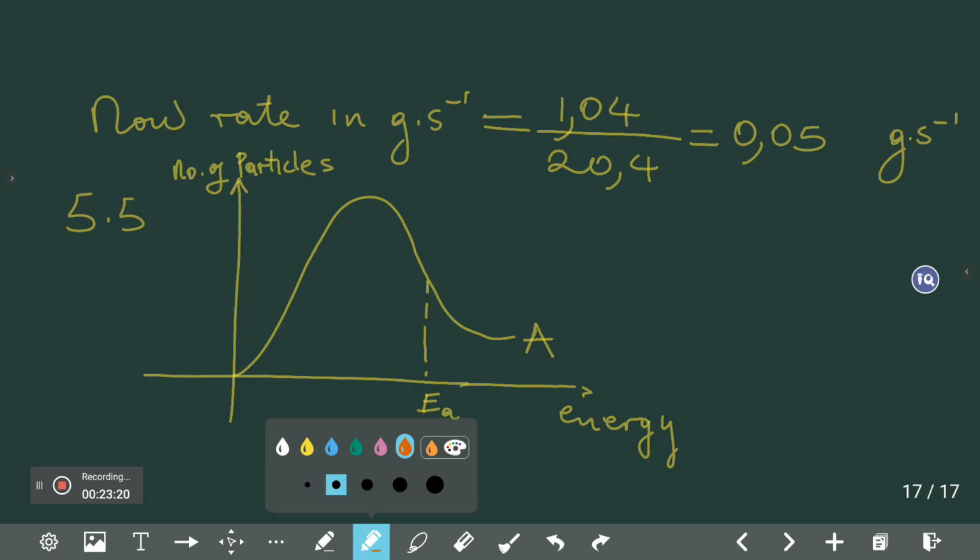Then you need to know how to translate the Maxwell-Boltzmann graph for a higher temperature and a higher concentration. What else? Catalysts. Remember, with a catalyst you just shift the activation energy line, because the catalyst reduces the activation energy. Then for a higher concentration, you draw a bigger graph, because the number of particles would have increased.